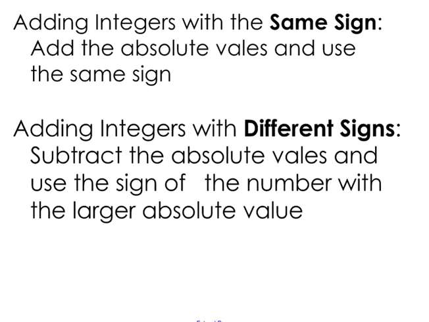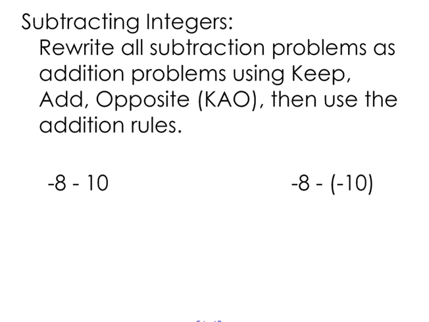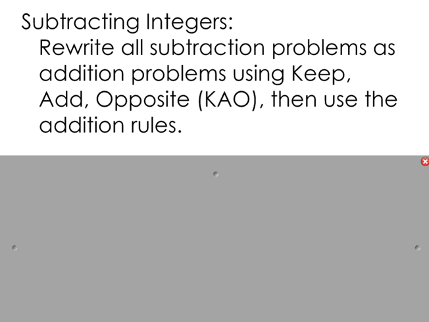So all we need is a way to get from subtraction to addition. And there actually is a way that we can rewrite every single subtraction problem into an addition problem, and that'll help us out a ton in order to keep all of these rules straight. So here is the big way on how you can change all of your subtraction problems into addition problems. And you'll want to use this every single time you have a subtraction problem. It'll make things way easier so that you have fewer mistakes. Okay, the acronym that we're going to use is keep, add, opposite, or KAO. And that's going to just rewrite it.